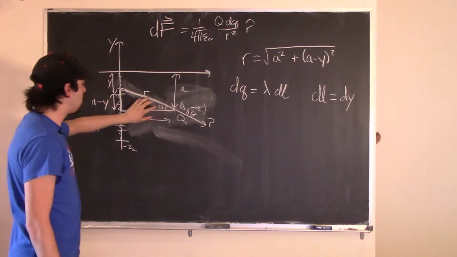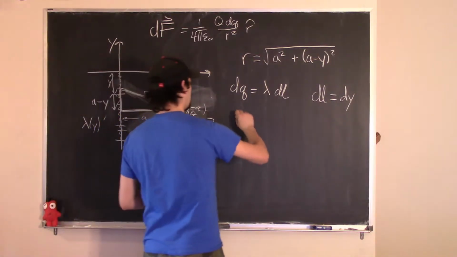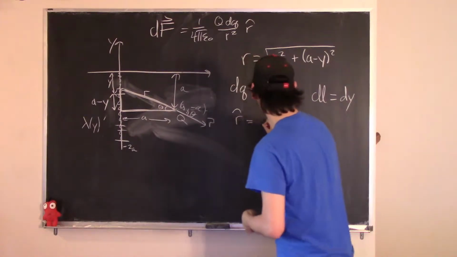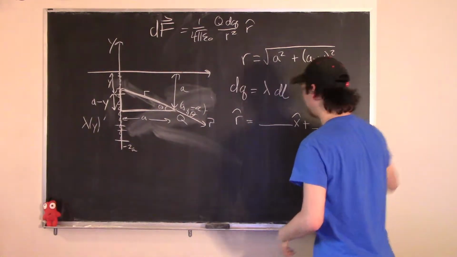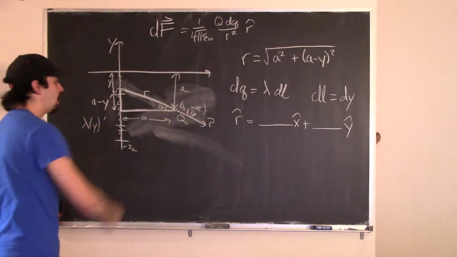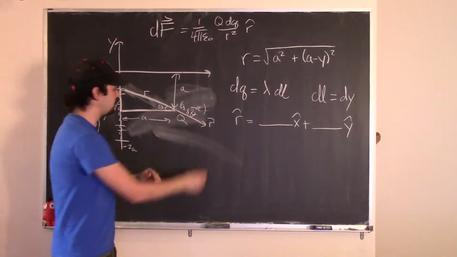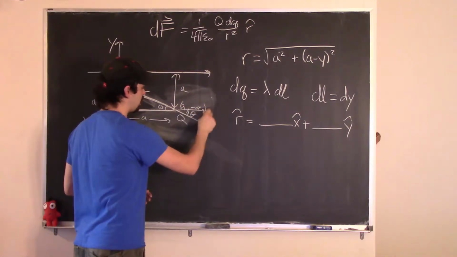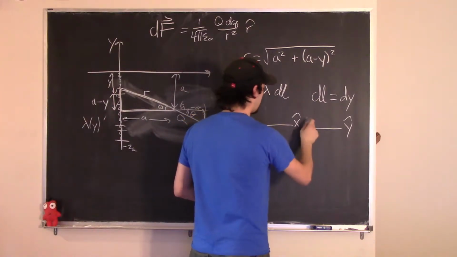So now that I've drawn in these angles here and here, I can say that r hat is going to be equal to some amount in x hat plus some amount in y hat. For this r hat that I have here, this is going to be positive in x, right, because this portion is going to be positive, and negative in y. So really, I would have a minus sign here.